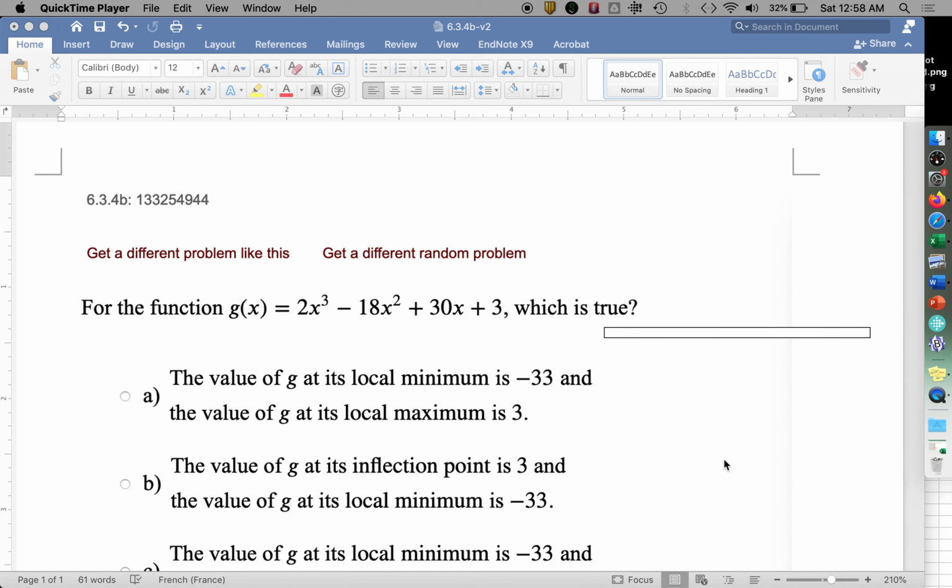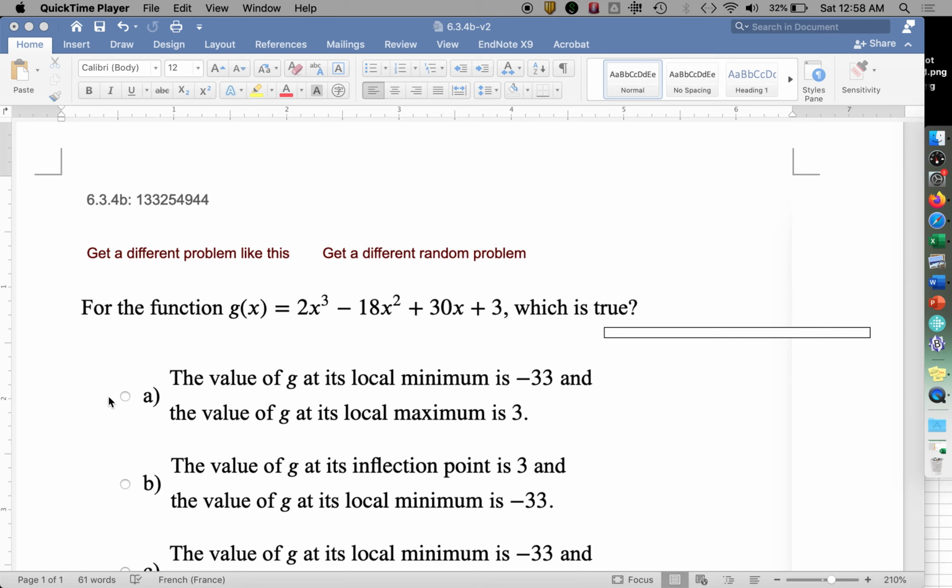Okay, here's the solution to 6.3.4b. It can be a little bit tricky because it's easy to misread this one. For the function g of x equals 2x cubed minus 18x squared plus 30x plus 3, which is true?